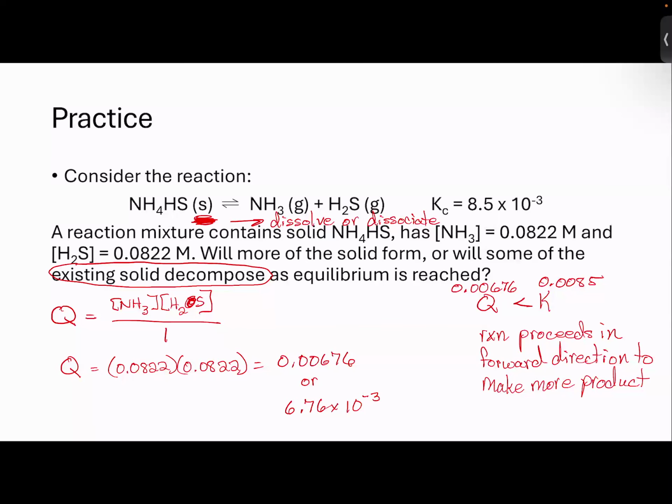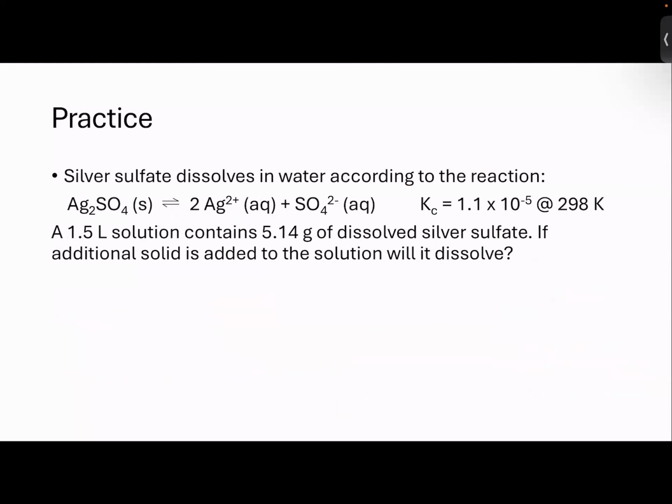Let's look at another example. Silver sulfate dissolves in water according to the reaction where silver sulfate solid dissociates to form 2 silver ion and sulfate ion. The Kc for this is 1.1 times 10 to the minus 5 at 298 Kelvin. A 1.5 liter solution contains 5.14 grams of dissolved silver sulfate. If additional solid is added to the solution, will it dissolve?